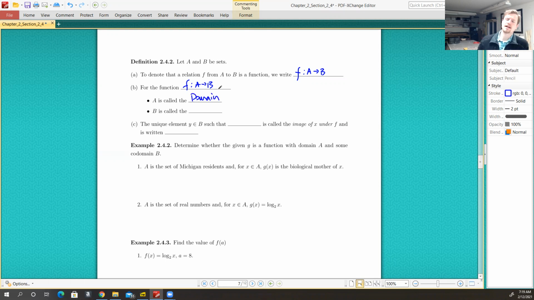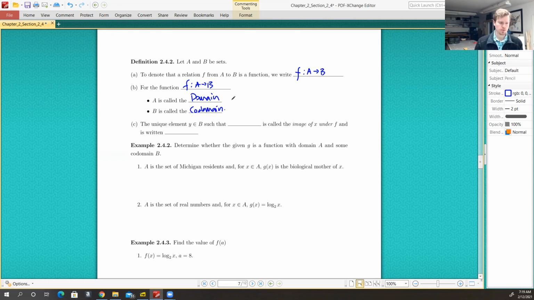And I don't expect that to be anything new to you. And what is B called? I'll let you guess. You're probably wrong, unfortunately. It is not the range. It is actually called the codomain. We'll take a look at the range shortly, because the range does have a very specific purpose and a definition for us.